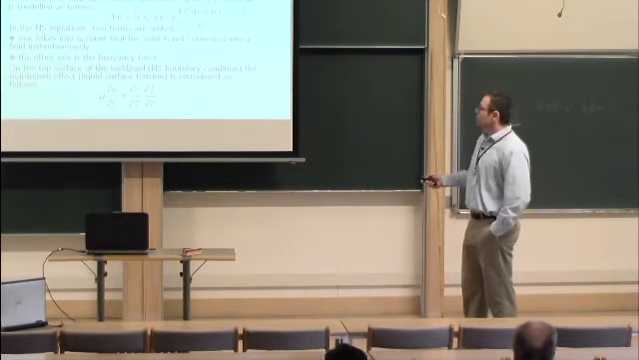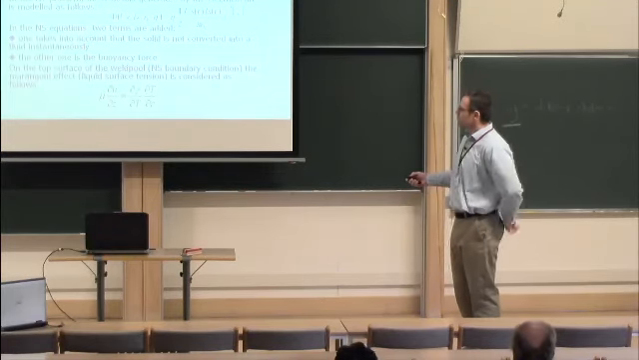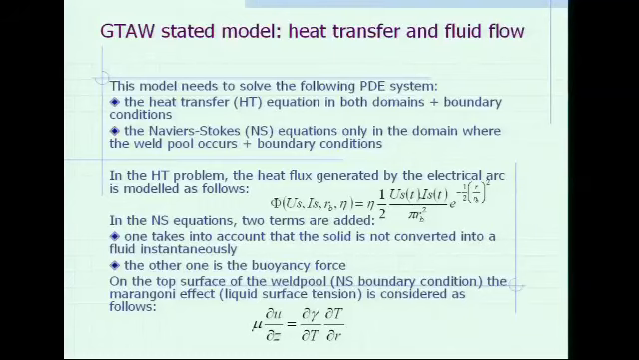So the Navier-Stokes equation, sorry, is quite the basic one, where we have added the buoyancy force. This term I said previously, where we take into account that the solid is not becoming fluid instantaneously, so we add a parameter inside. And the next thing is the boundary condition on the top surface to take into account this Marangoni effect or the surface tension effect. So this coefficient needs to be known quite accurately.